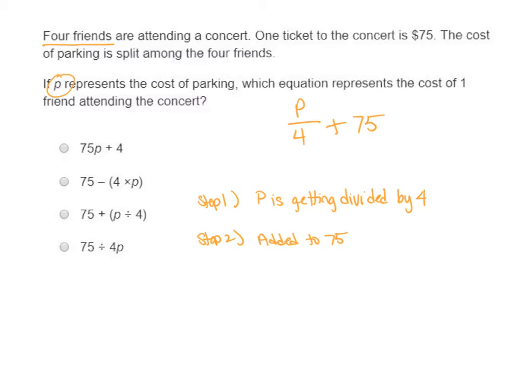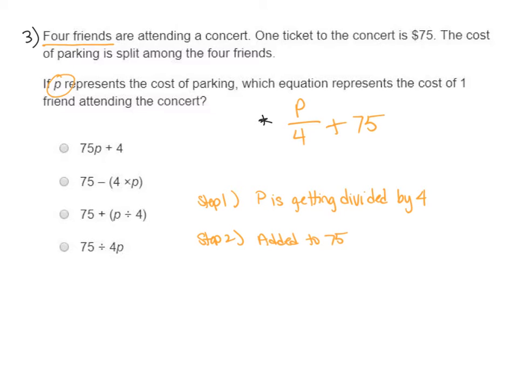Since we got a week's worth of practice with this particular question in class, write down for number 3 this expression, p divided by 4 plus 75. Okay, then write down step 1 and step 2, pause your video to do so, and then press play to hear the explanation.